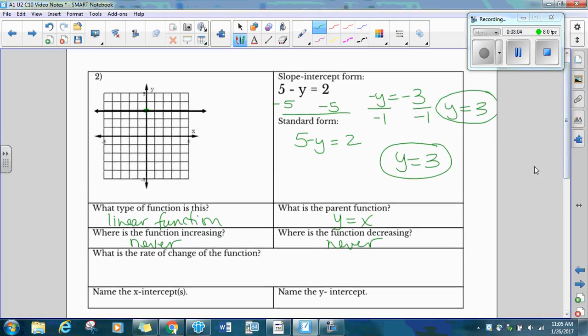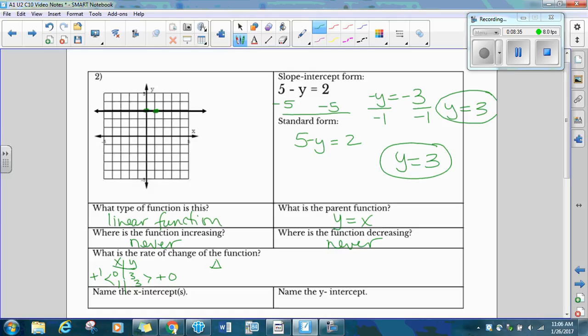What is the rate of change? Remember, the rate of change is slope. And I can pick 2 points on my line and figure out the slope. So here's x, here's y. That point is 0, 3. Let me pick another point on my line, this point right here, which is 1, 3. To go from 0 to 1, I'm adding 1. To go from 3 to 3, I'm adding 0.